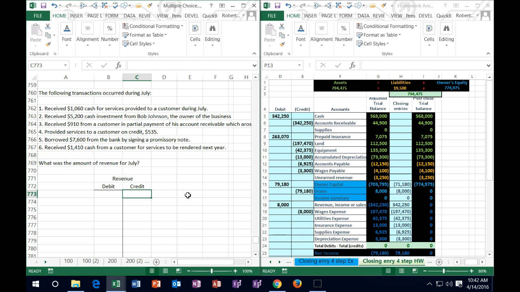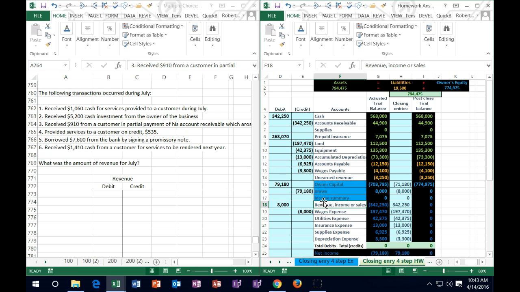All right, so the first one: received $1,060 cash for services provided to a customer during July. The first thing I would usually think of is, is cash affected? In this case, yeah, we received cash, so we're going to debit cash. And then what's the credit going to go to? The question is, did we provide the services? Remember, we're talking about the revenue recognition principle here. It says for services provided to a customer during July. That's the month that we are in. Therefore, we did provide the work, and therefore we can recognize the revenue under the revenue recognition principle at this time period. So the credit will go to revenue.